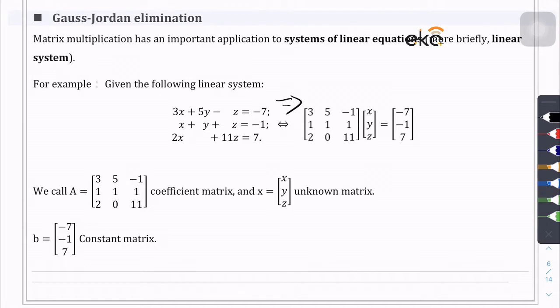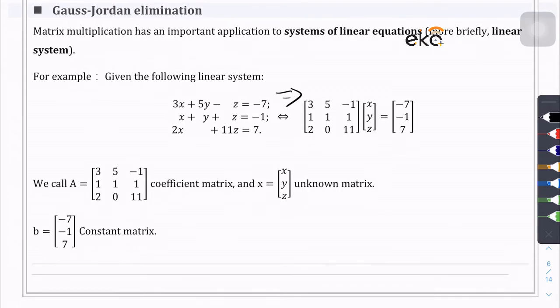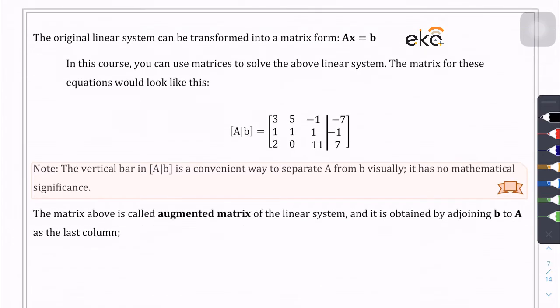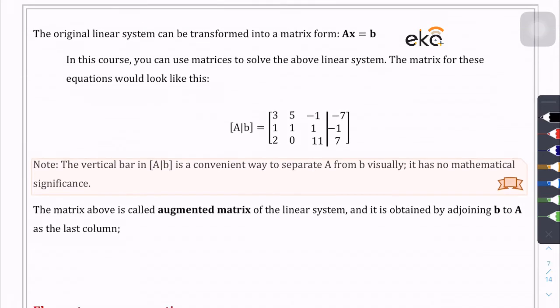We call A the coefficient matrix, X the unknown matrix, and B the constant matrix. Then, by using these matrices, we are able to solve for X, Y, Z. The matrix above is called an augmented matrix of the linear system, and it is obtained by adjoining B to A as the last column.